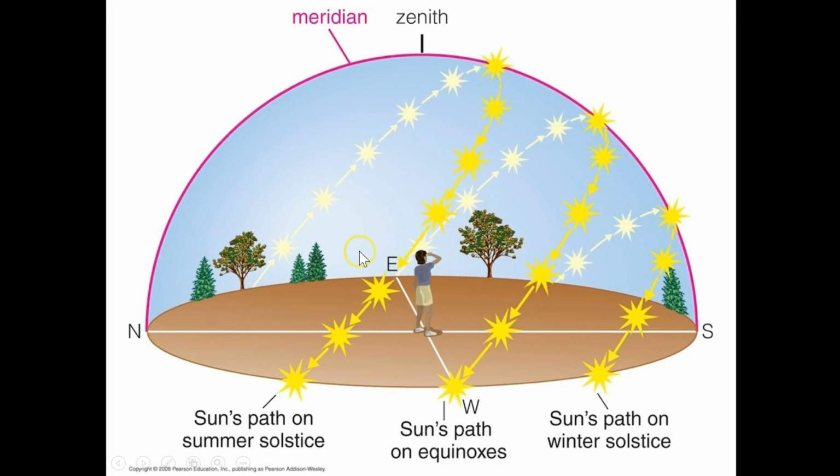Also important to note is that the sun only rises and sets directly in the east and west on the fall and spring equinoxes. At other points in the year, it appears to rise in the southeast and set in the southwest during the winter, and during the summer, it appears to rise in the northeast and set in the northwest.